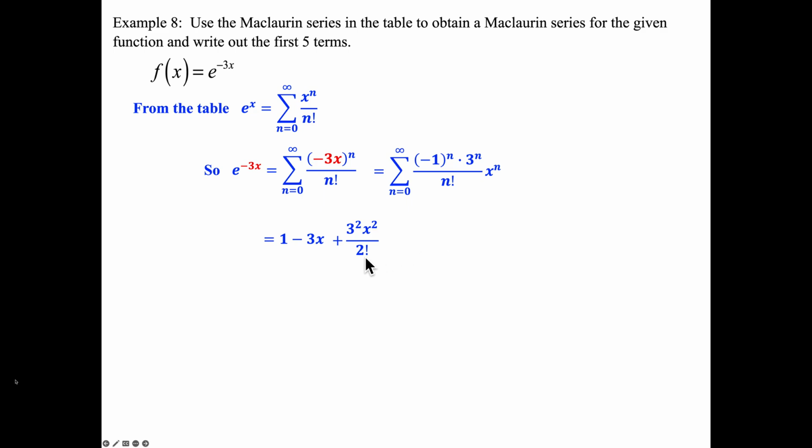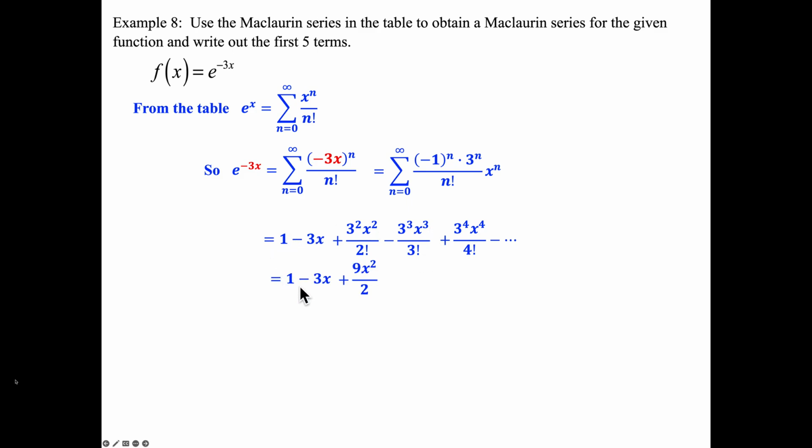Okay, I can see the pattern. Minus 3 to the third, x to the third, 3 factorial. Plus 3 to the fourth, x to the fourth, 4 factorial. Minus, but there's my first 5 terms.